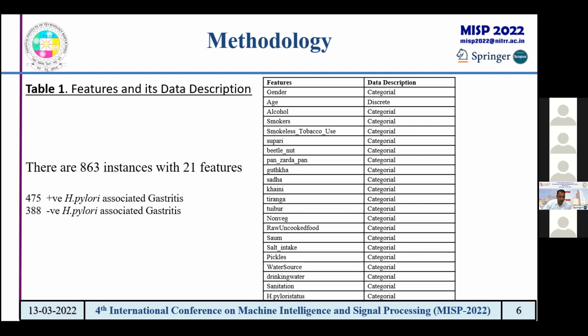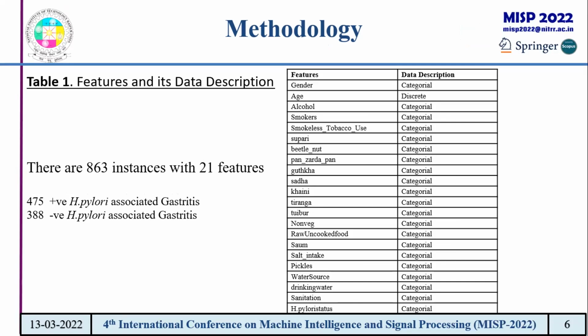I'm sorry. There are around 863 instances with 21 features. All these features were collected using a well-structured questionnaire. The features are listed here. We have taken the key features like smoking and smokeless tobacco use. Then Tuibur is an aqueous tobacco extract, which is predominantly used by people in Mizoram.